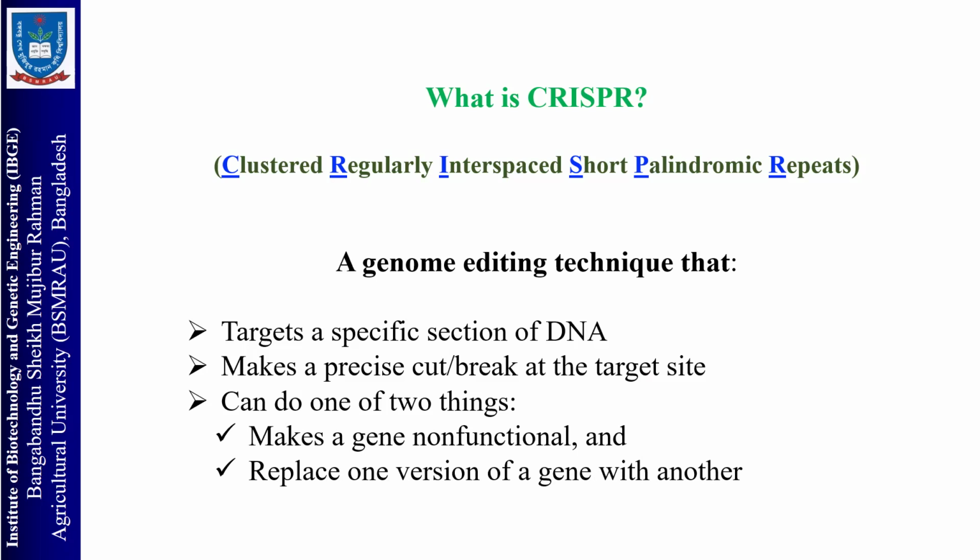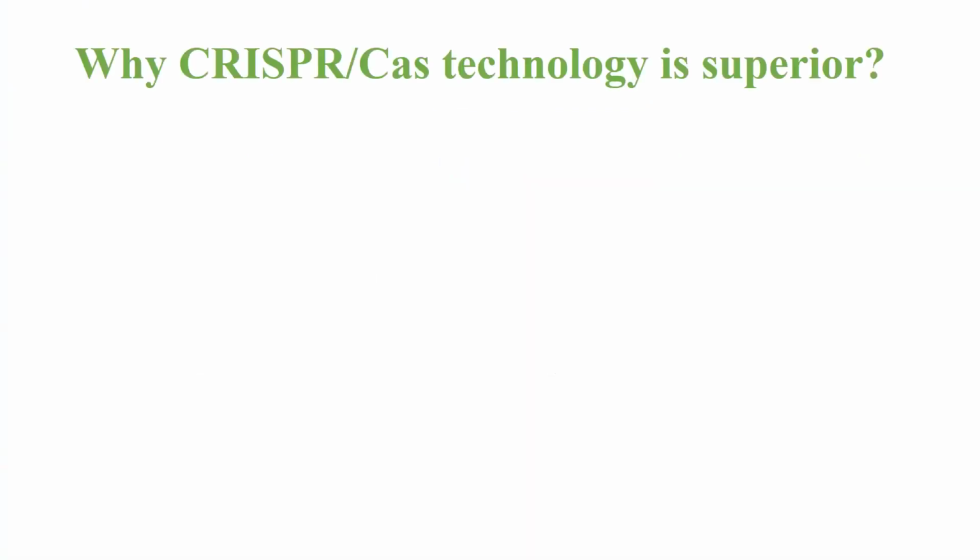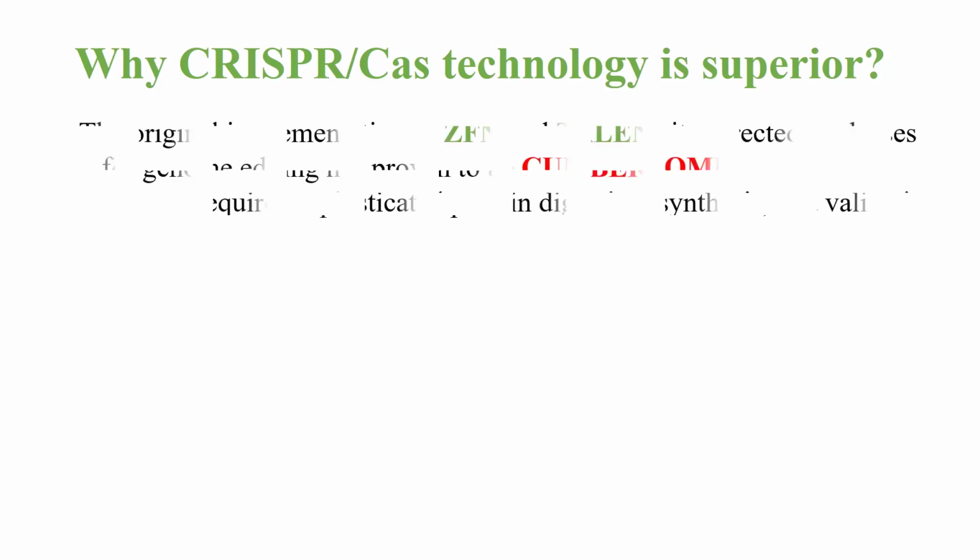Just as I mentioned before, the SDN1 system you can use here. Replace one version of a gene with another. That means you can correct it. This is also SDN2, and they are transgenic. Now the question is, why is the CRISPR-Cas system or technology superior?